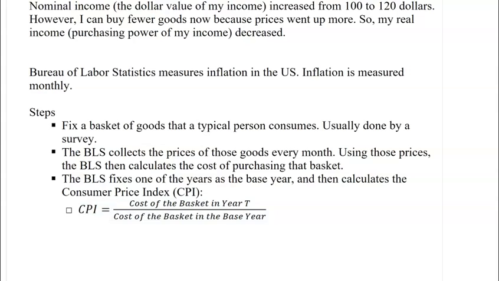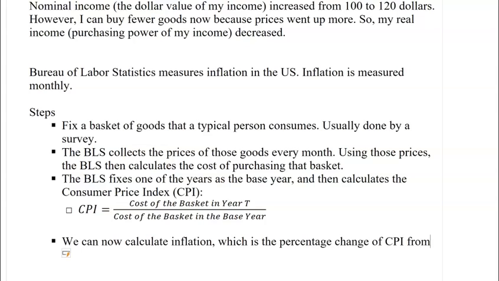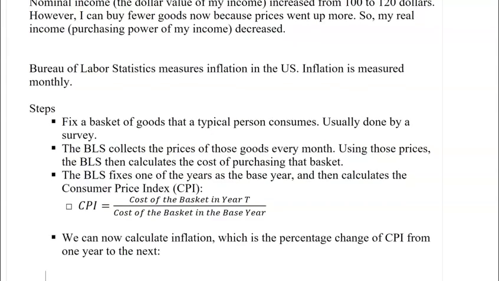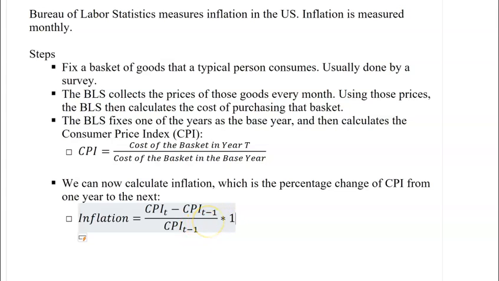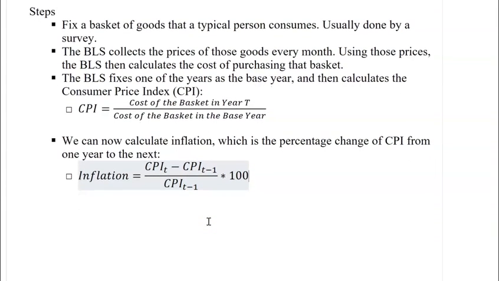Finally, after the CPI has been calculated, we can now calculate inflation, which is the percentage change of CPI from one year to the next. So if I look at the formula of inflation, inflation would be CPI of year T minus CPI of year T minus 1, divided by CPI of year T minus 1, times 100. So these are the steps we use to calculate inflation.